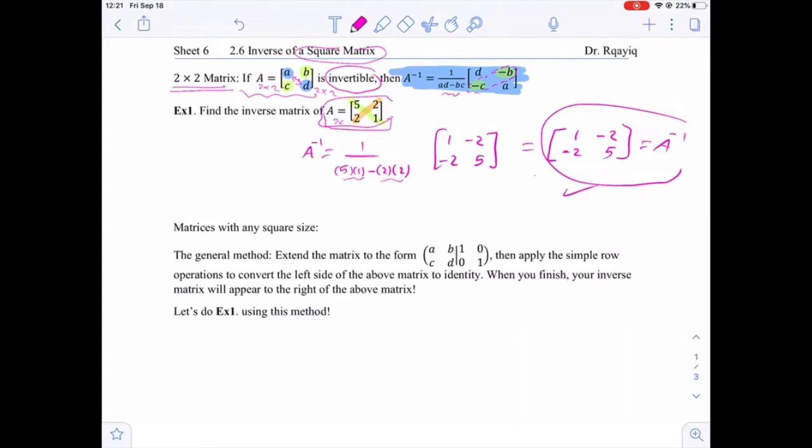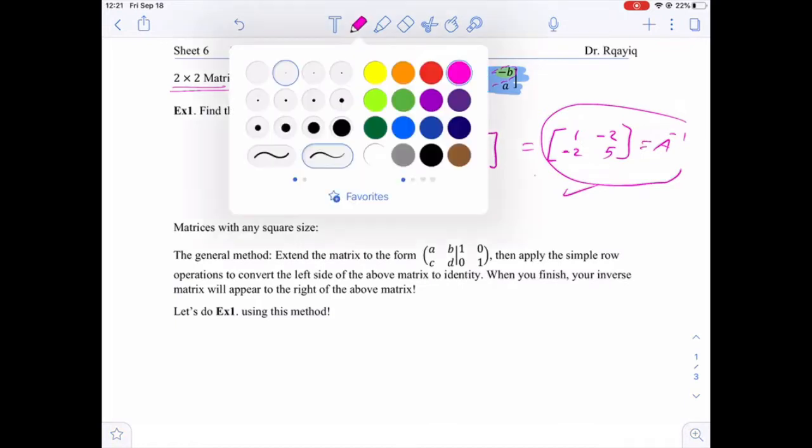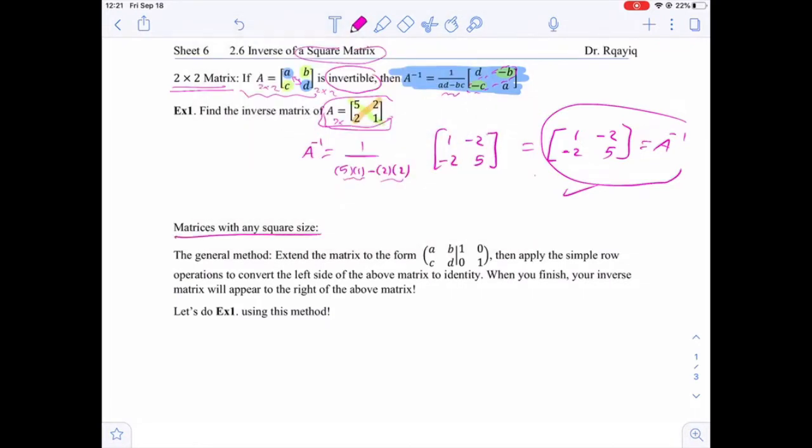But what about 3 by 3 matrices, and other matrices, 4 by 4 matrices, and higher size matrices? So what should we do in this case? We need to learn a general method that can solve any problem of finding inverses. Matrices of any square size, 2 by 2, 3 by 3, 4 by 4, etc., we can find the inverse for these matrices using the general method.